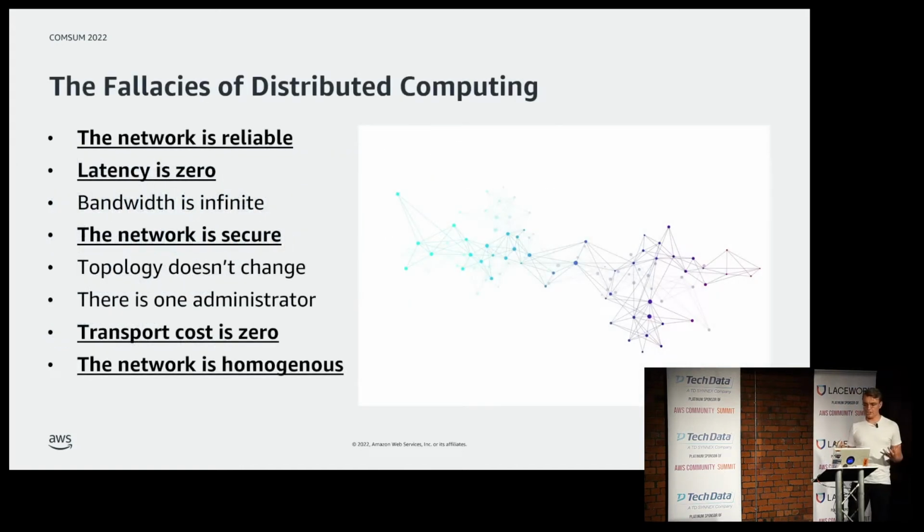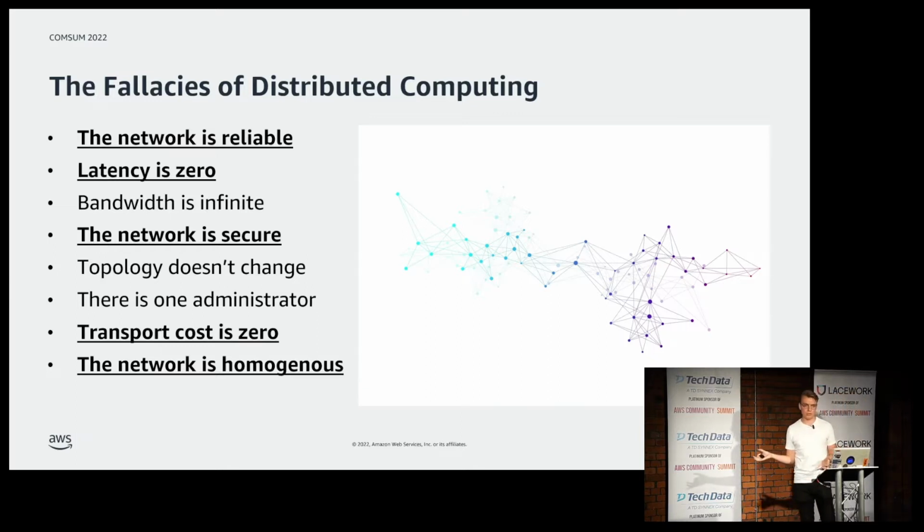Even outside of the application level, if we start to think about the fallacies of distributed computing, these are false assumptions that people new to distributed systems make. And when you're building things on AWS and in the cloud, almost every system now is a distributed system. I've highlighted some of the network-related fallacies in bold there, because these are things we have even less control over.